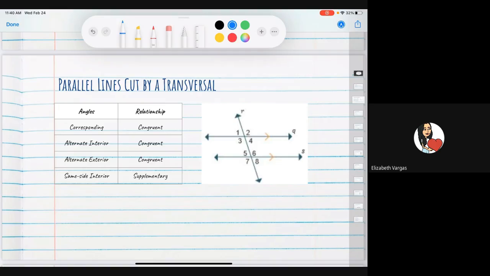And then lastly, we looked at same side interior angles, which are basically, first thing, they must be interior angles, so on the inside of those parallel lines. But instead of being on alternate sides, they're going to be on the same side. So 3 and 5 and 4 and 6. Okay? And then the one difference between these, the relationship is that they are supplementary. So if we added 3 and 5 together, we get 180 degrees. If we added 4 and 6 together, we would get 180 degrees, right? That's what we learned about supplementary angles. Supplementary angles equal to 180 degrees.